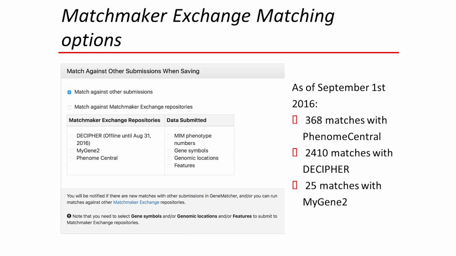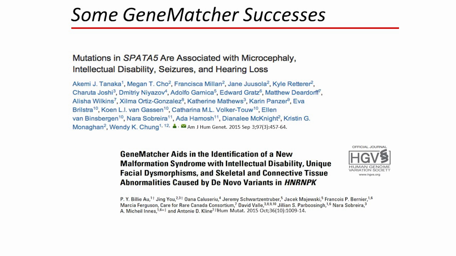We have had 324 matches with PhenomeCentral, 538 matches with Decipher, 122 matches with MyGene2, and 24 to the Broad. I have to say that the Broad and MyGene2 are newer. We have been connected to Decipher and PhenomeCentral for much longer, so this is why we have more matches to them.